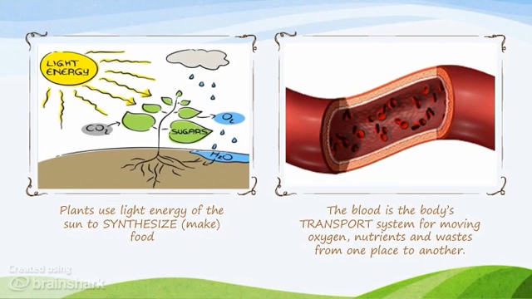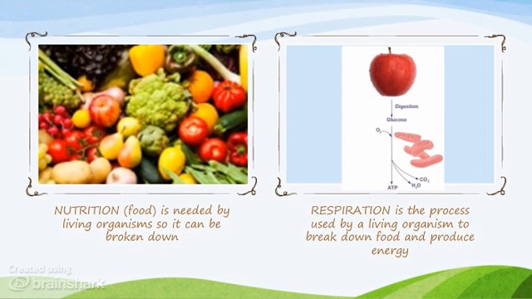This once again is an illustration of those four life processes. Plants using light energy to synthesize or make food. Blood using energy to transport materials throughout the body. Food is consumed by organisms for nutrition and is broken down. And organisms use that food in the process of cellular respiration to produce energy in a form that their bodies can use.